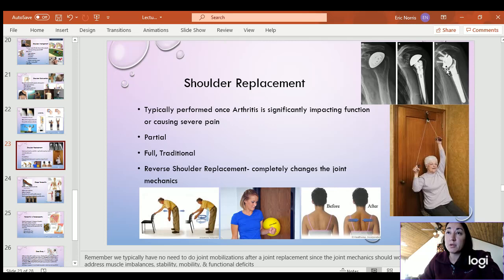And if at some point you got to a place where you felt you had to, you would have to be very, very careful with a reverse shoulder replacement, because the joint mechanics are completely reversed in comparison to the normal shoulder joint.